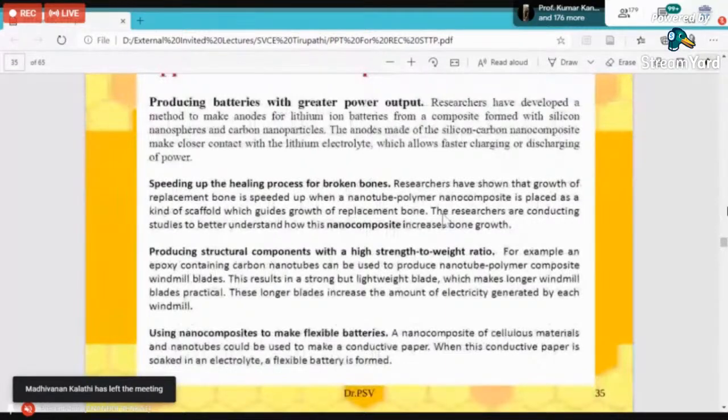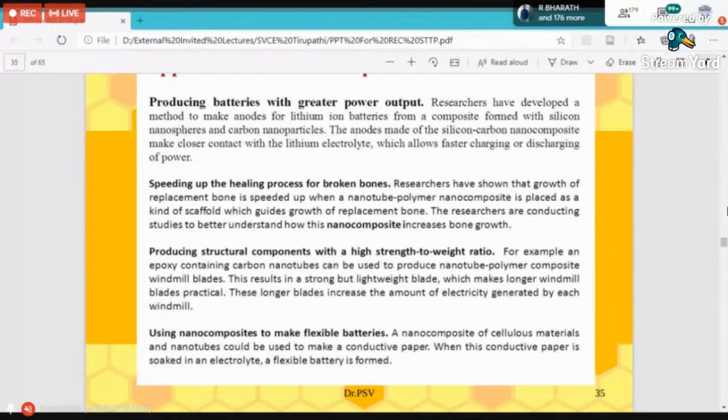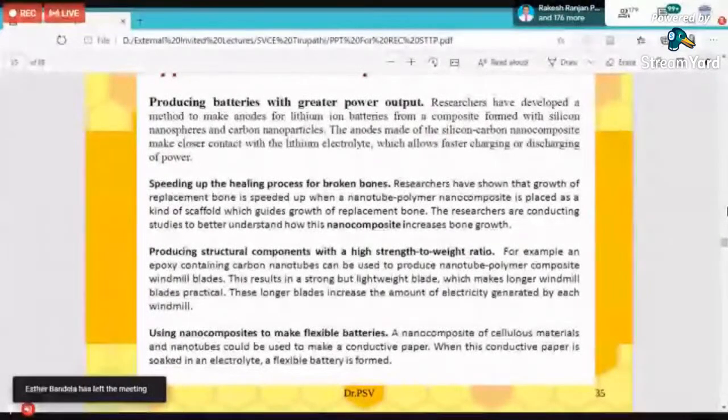Many applications are there. Some of the applications I listed out, I will not go deep into this. As far as the functional application is concerned, producing batteries with greater power output. Nowadays, as we are likely to face the depletion of fuel, we have to rely upon battery operations for cars and other social vehicles. So you have to increase the output of the battery. Otherwise, we cannot face the problem in future. We have to face the future challenges, visualize them, and get ready ourselves now itself. That is important.